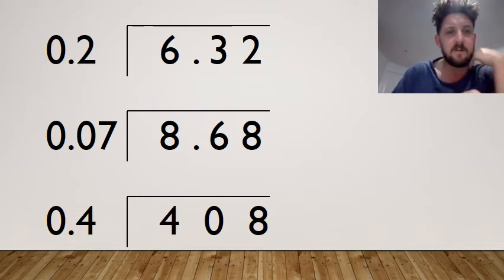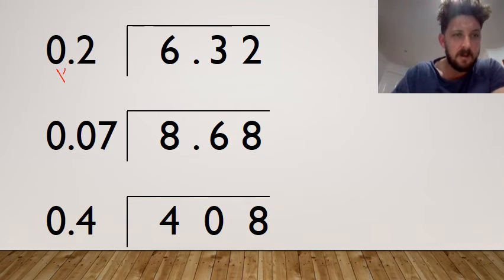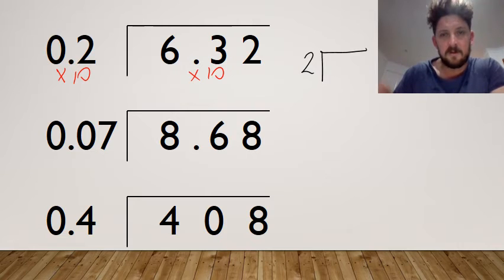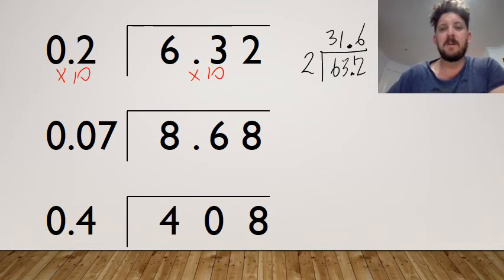Okay, let's have a quick look. The first one here, I'm going to multiply by 10, multiply by 10. If I multiply both by 10 and I rewrite out my sum, I'm going to have a sum of 2 into 63.2. 2 into 6 goes 3 times with no leftovers, 2 into 3 goes once with 1 left over, 2 into 12 goes 6. Now I know that if I have a decimal in the number I'm dividing into, I bring it up to my answer directly above. So my answer there is 31.6.